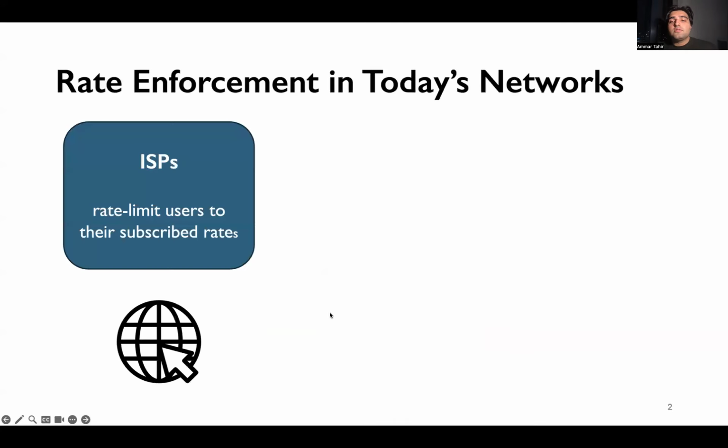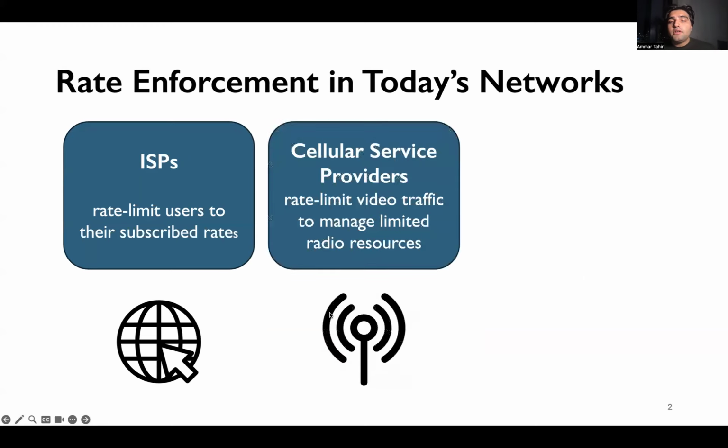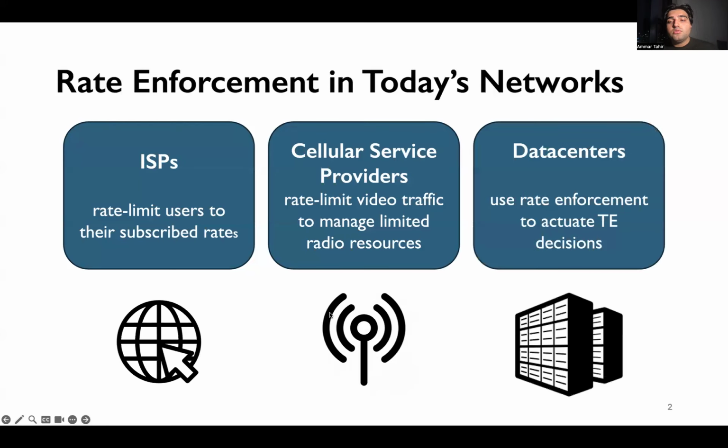Rate enforcement is common on today's networks. ISPs rate limit choosers' traffic based on their subscription plan. Cellular service providers rate limit bandwidth-hungry video traffic to manage limited radio resources. Rate enforcement is also a basic tool used to actuate traffic engineering decisions in data centers and WANs.